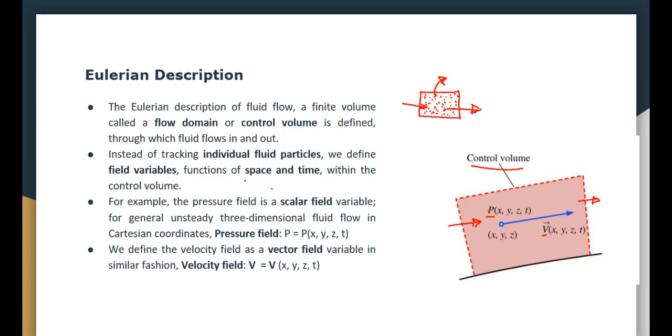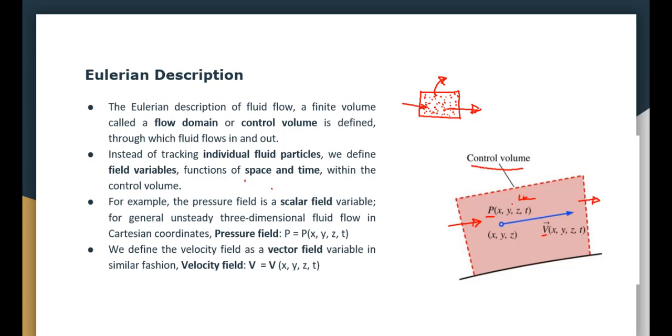These things are basically known as field variables. Pressure, velocity, acceleration are all known as field variables. A field variable may be a scalar or a vector. As we know, pressure is a scalar quantity, so we name it a scalar field variable, and velocity is a vector quantity, so we name it a vector field variable. Another point is how we can describe a field variable. The field variable is a function of space and time within this control volume.